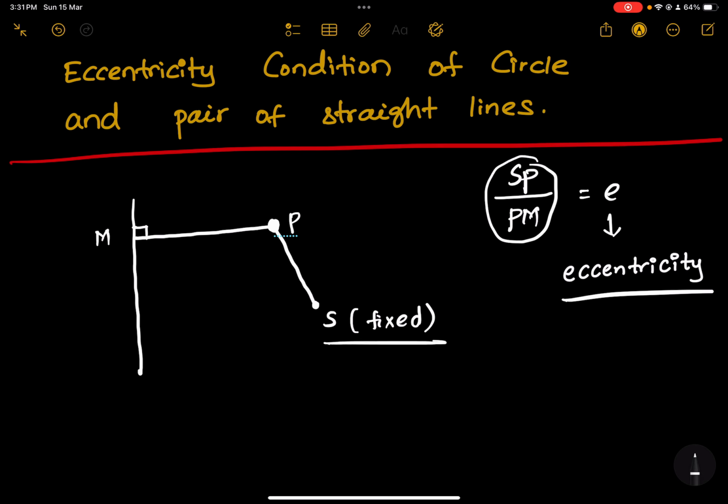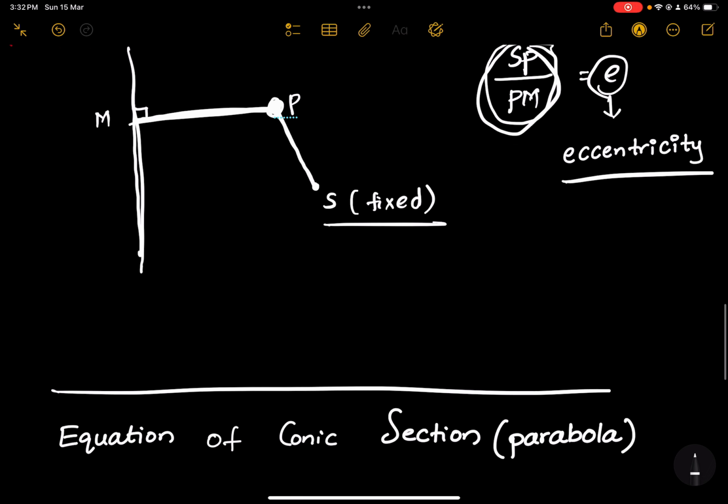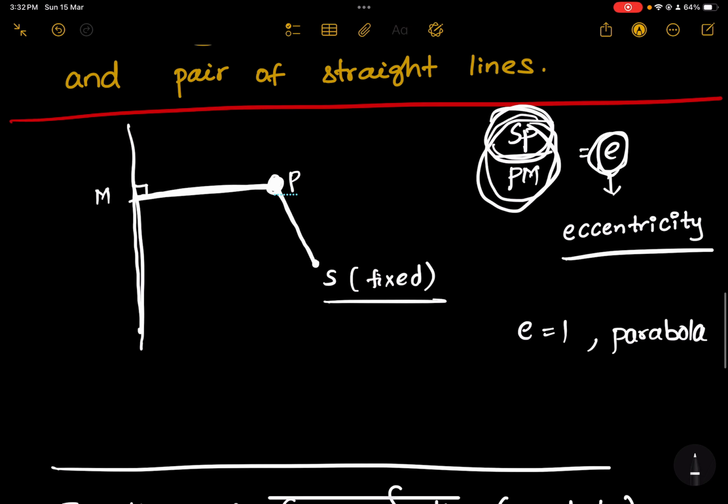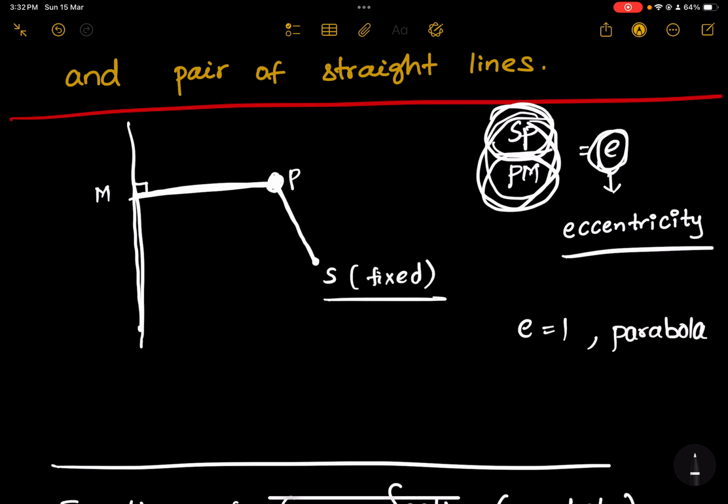You have a fixed point, you have a fixed line, and you have a random point for which you have to find the locus. So the distance between these two points is denoted by SP. The distance between this point and this line is denoted by PM, and this ratio is named as eccentricity. Now, if your eccentricity is equal to 1, you will get a parabola. So what does that mean? If eccentricity is 1, it simply means that SP is equal to PM. So this distance and this distance are equal.